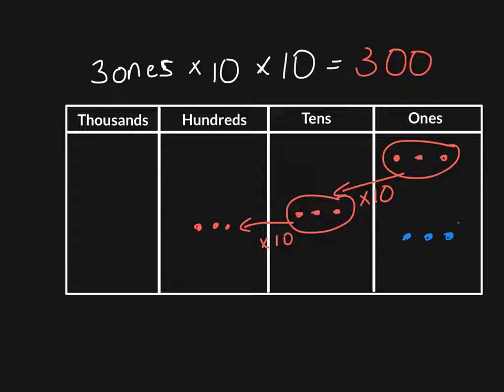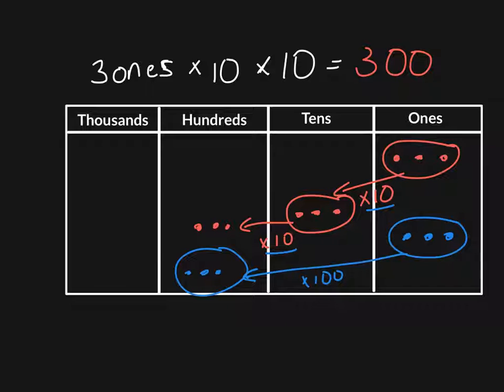Well, what we can do is take those 3 ones, and when we multiply it by 100, we are moving it 2 places over on the place value chart. And we can see that 100 is really 10 times 10. And that's why, since 100 is 10 times 10, we can just hop over 2 places on the place value chart, times 10 times 10.